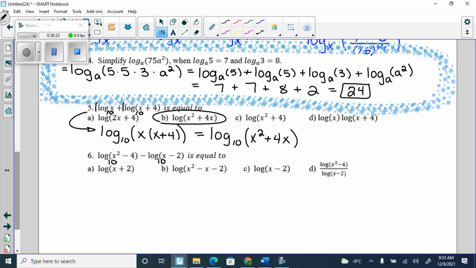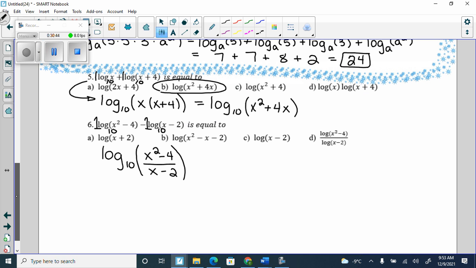So, how can I put them together? They have to have a +1 or a -1 in front. And do they? Yes. So I'm going to get log base 10, and in my numerator, I'm going to get x squared minus 4. And in my denominator, I'm going to get x minus 2, which is not an option. What else can I do, though?